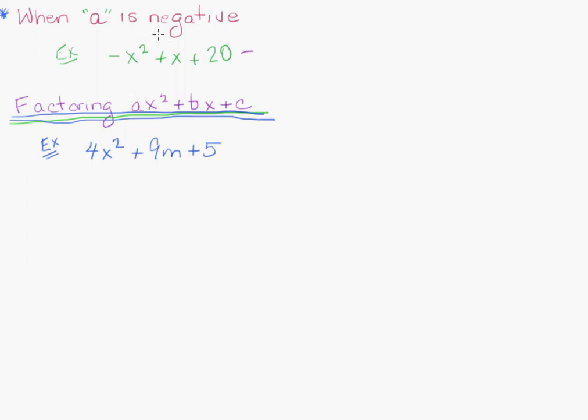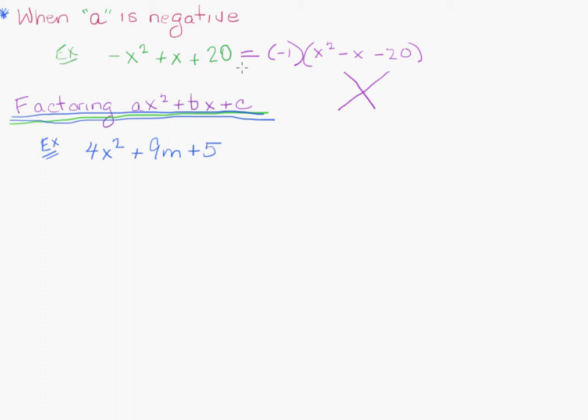What that means is I'm going to do the reverse of the distributive property, and I'm going to take out a -1, and that's going to change the signs of everything that's left inside. So I'm going to have x squared minus x minus 20. Now I'm going to look at this quadratic inside here, and I'm going to factor it the way that we just learned.